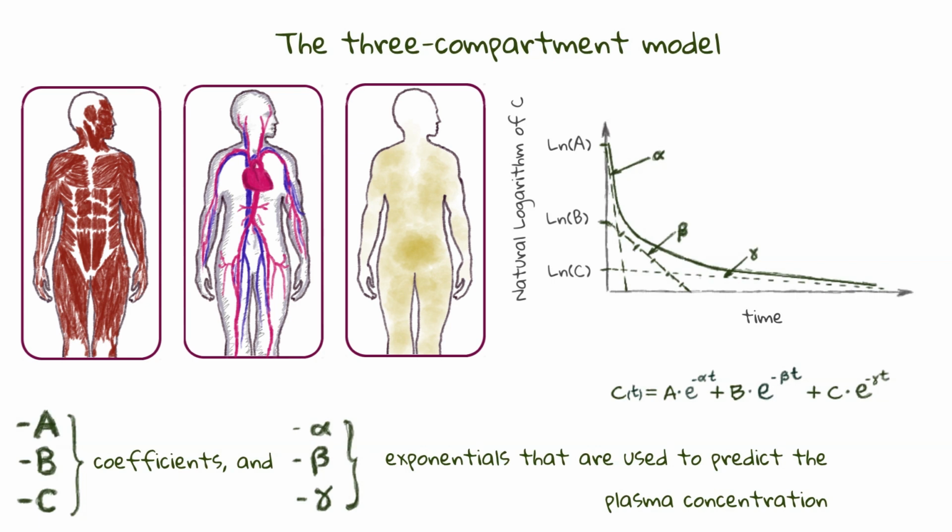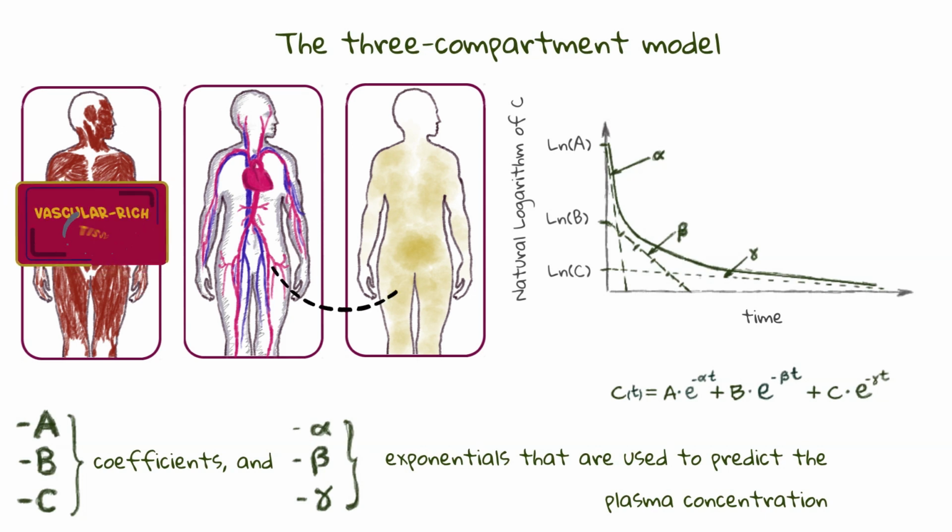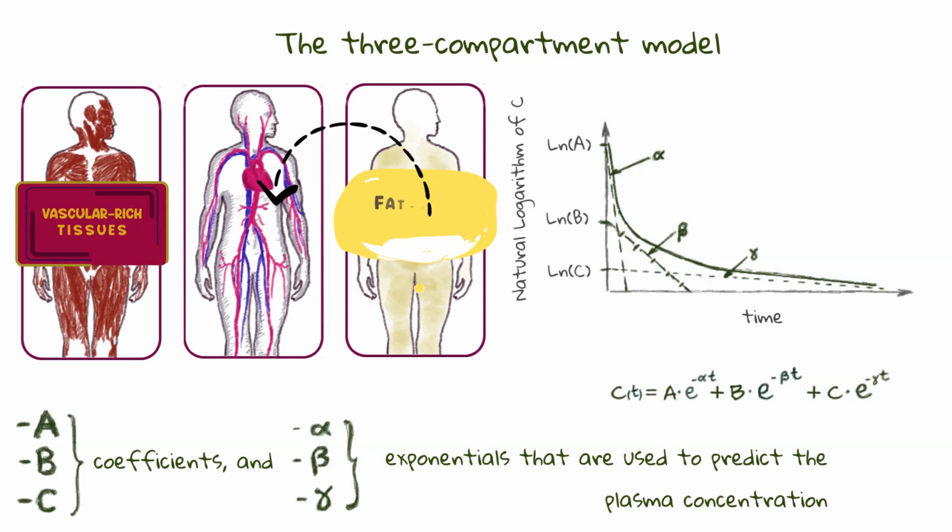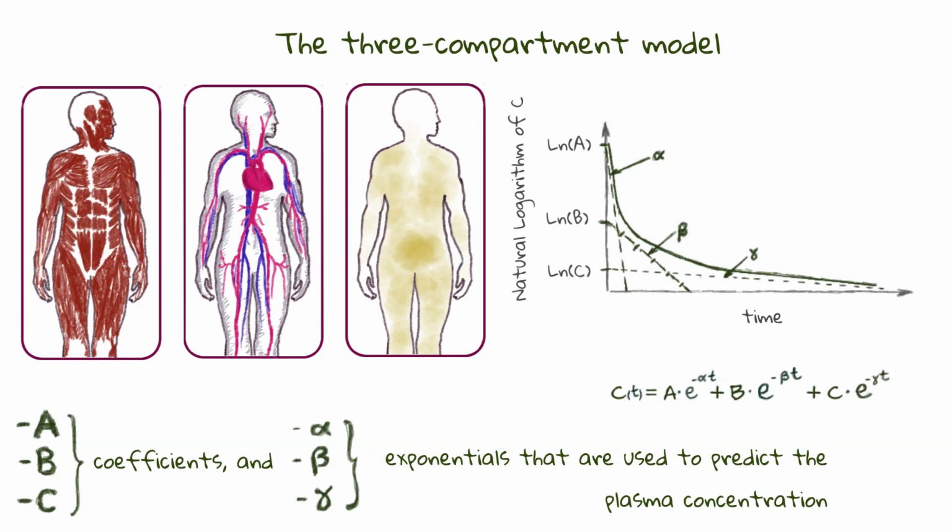This model most precisely represents the plasma concentration trend after a bolus of lipid-soluble drugs like propofol or fentanyl. After an intravenous bolus, the plasma concentration of these drugs follows a distinct similar pattern: exponential decline in three phases. Rapid equilibration between plasma and vascular-rich tissues, like skeletal muscles, followed by slow equilibration between plasma and fat-rich tissues. The final exponential decline is determined by the elimination of the drug from the body.